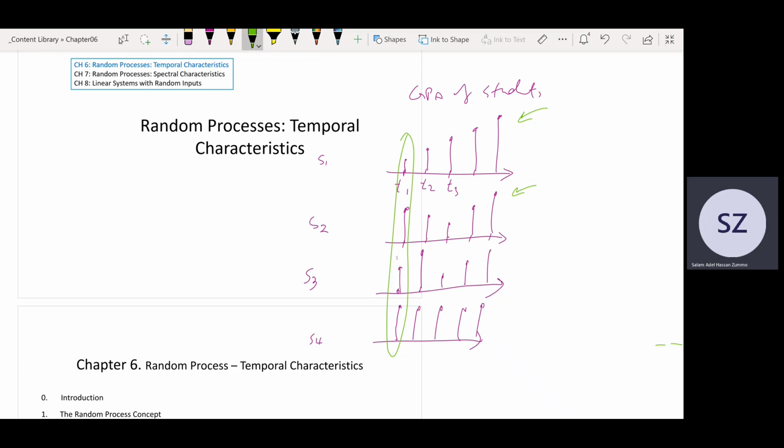So every time I look at one semester, only one term, I get a random value. If I look at another semester, I get another value. If I look at one student, I see a time function. Now, the collection of these time functions is called random functions. And the snapshot of one point in time across different outcomes of the experiment gives a random value. Is that clear? So this will look like a random variable.